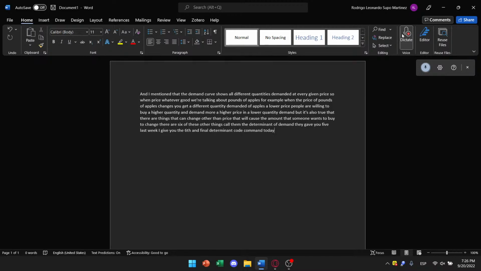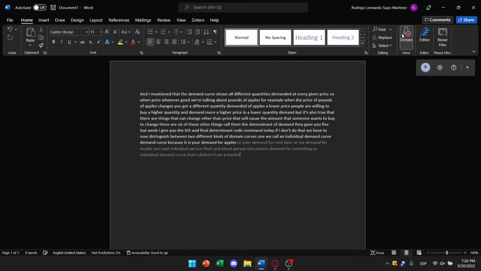But in order to do that, we now have to distinguish between 2 different kinds of demand curves. One we call an individual demand curve. Think of it as your demand for apples, or your demand for root beer, or my demand for health care. An individual, a flesh and blood person. One person's demand for something. An individual demand curve. That's distinct from a market demand curve.